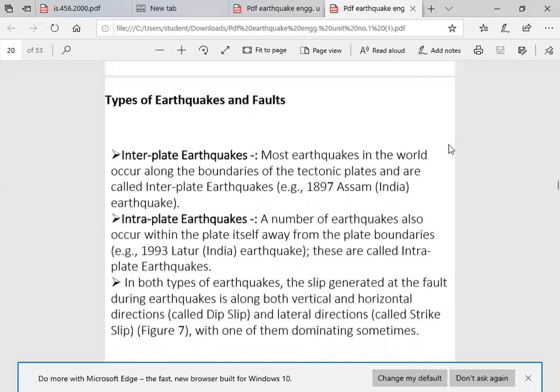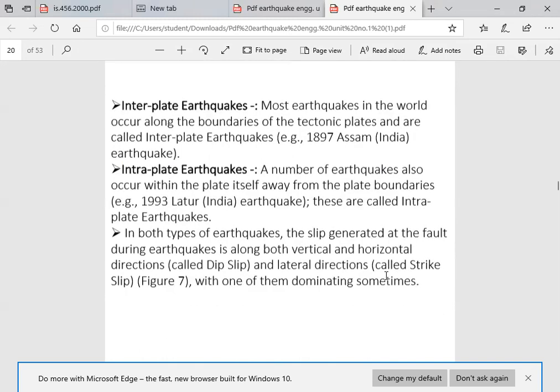Interplate earthquake: along the plate boundaries of the tectonic plates, the earthquake that occurs is known as an interplate earthquake. And the intraplate earthquake occurs within the plate itself, away from the plate boundaries. Okay, within the plate only. That is the intraplate earthquake, but it is away from the plate boundaries. So these are the two types of earthquake: the first one is the intraplate earthquake and the second one is the interplate earthquake.